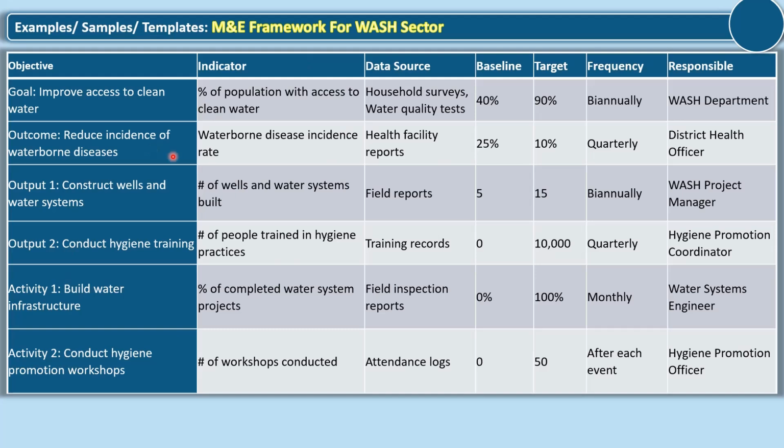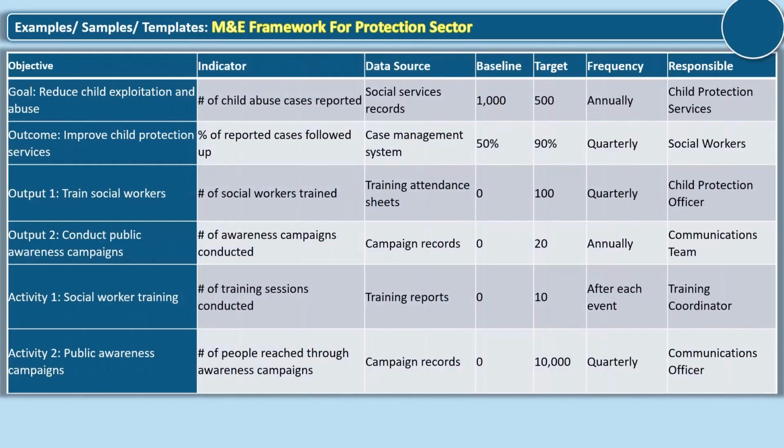Here is an example for the WASH sector: objectives, indicators, the data sources, the baseline, the targets, frequency. Here is an example for the protection sector. Reduce child exploitation and abuse. The indicator is the number of child abuse cases reported. There are other indicators, data sources, and baseline values. There could be a baseline value of 0 also, mostly for number indicators, because if you are starting to train social workers, obviously the baseline would be 0.